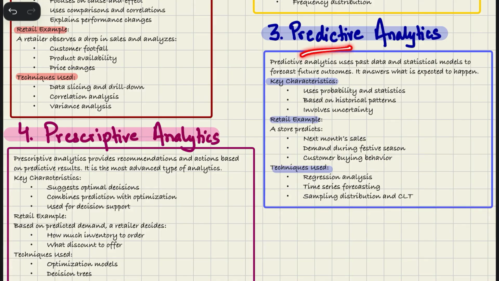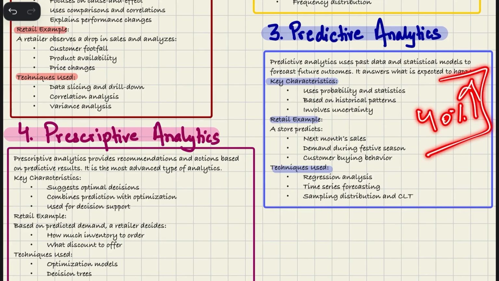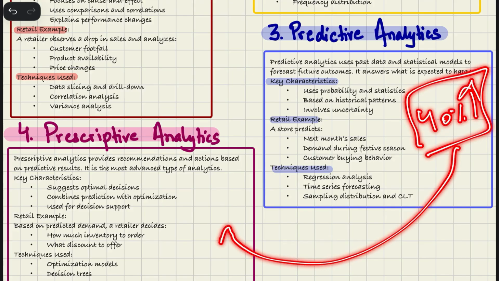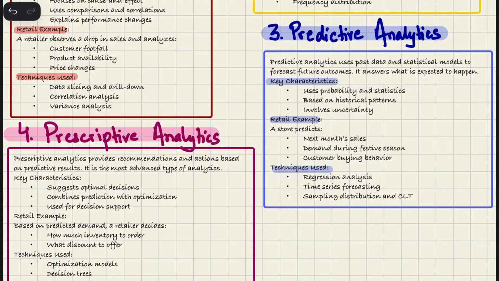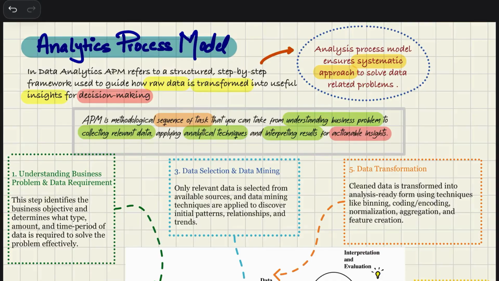Based on what we described in predictive analytics, that customer demand for jackets will spike 40%, what should we do according to that? This is what is analyzed by prescriptive analytics, and it says to order an extra 500 jackets today and offer 10% discount on summer clothes to clear out the stock. I hope you understood how these four kinds of analytics work.